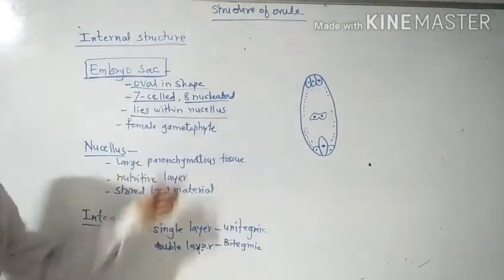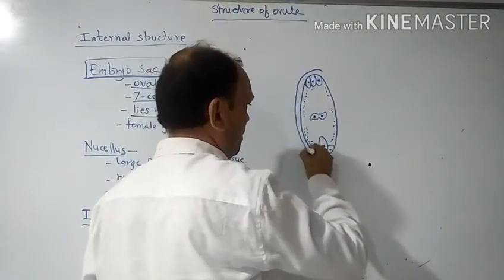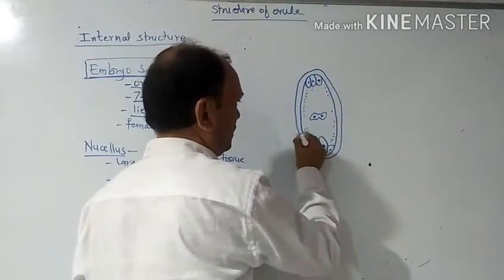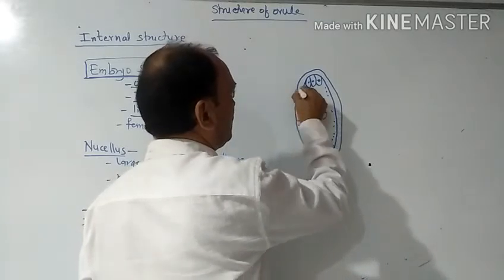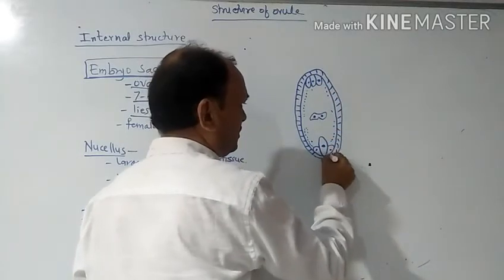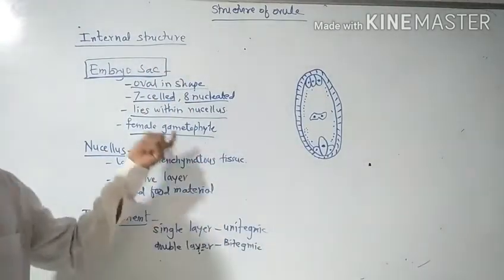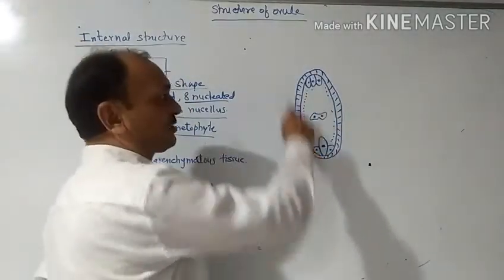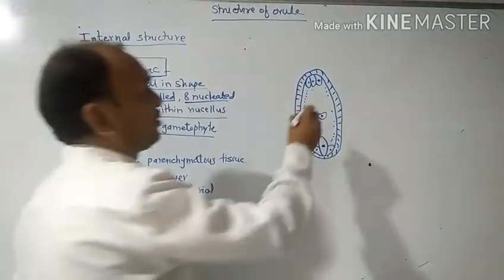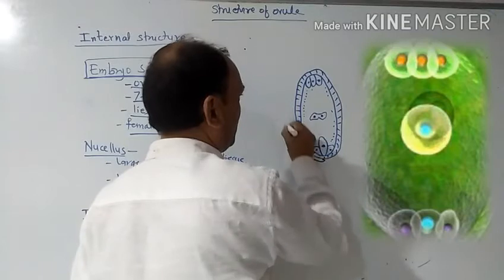It lies within the nucellus. This is the nucellus, a nutritive layer which provides food material to the embryo sac. The embryo sac is nothing but the female gametophyte. The entire embryo sac is called the female gametophyte. The nucellus layer is nutritive; it stores food material and provides it to the embryo sac. And then the outer layer is the integument.